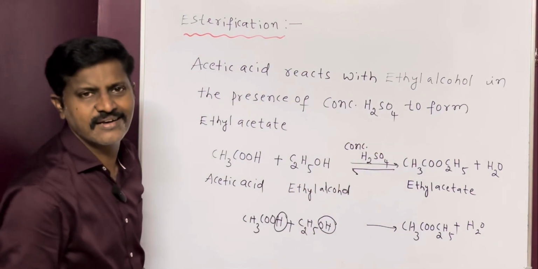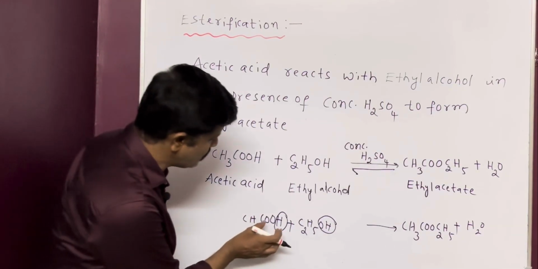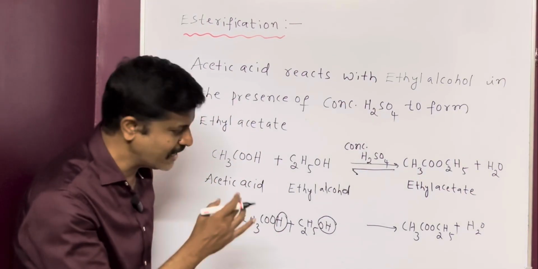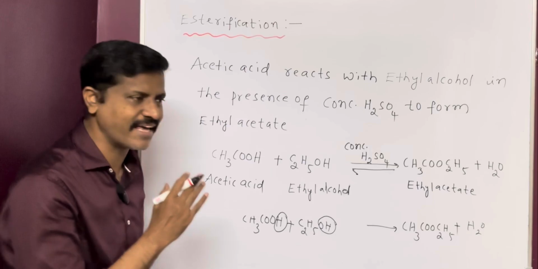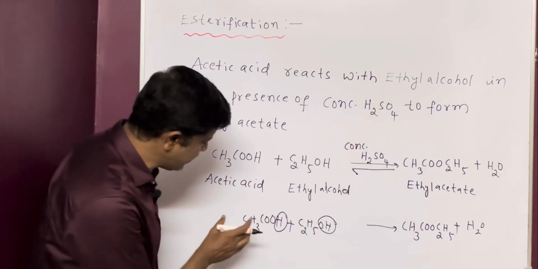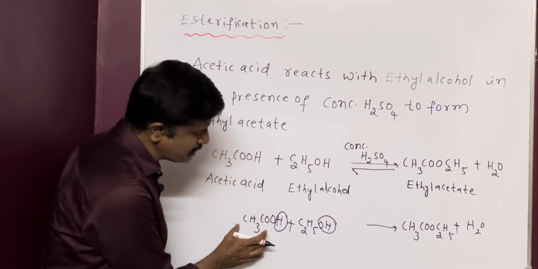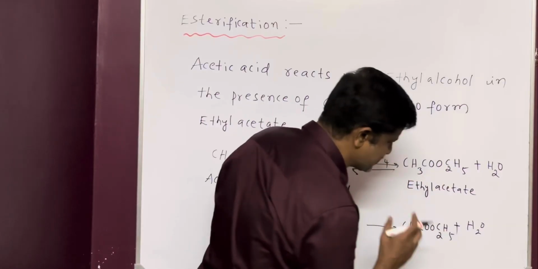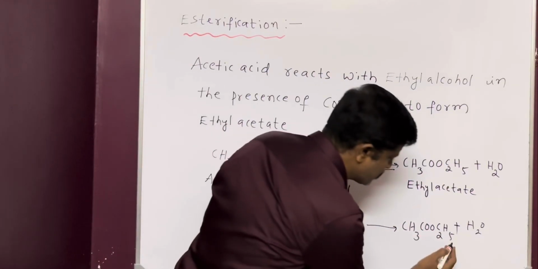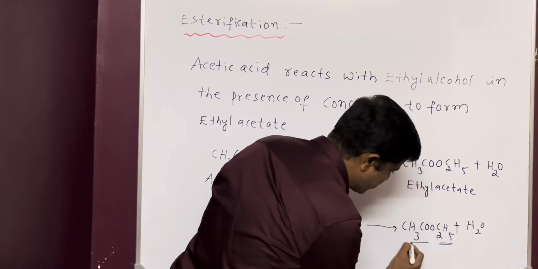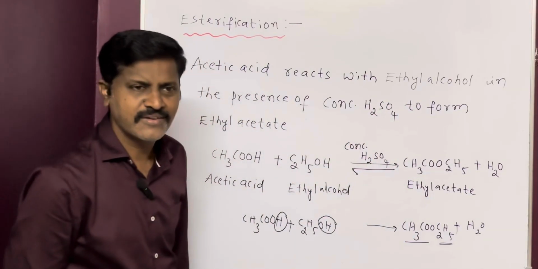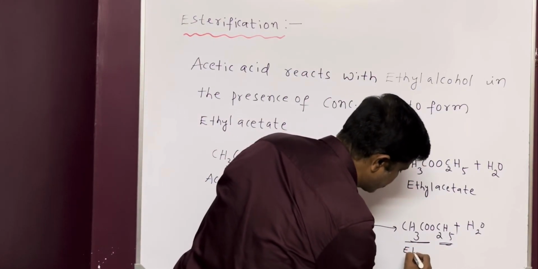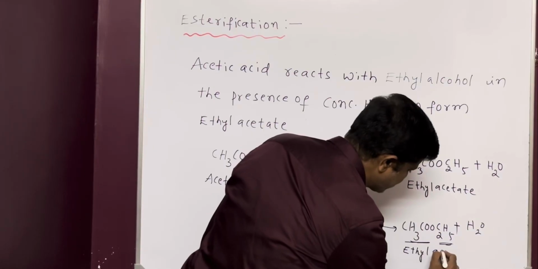Reaction is over. Simple. Now this hydrogen and this OH both combine and form water. And next, this CH3COO and C2H5, now this is called ethyl acetate. Now these two carbons are ethyl, and now this is acetate. Ethyl acetate. Now this is very simple.